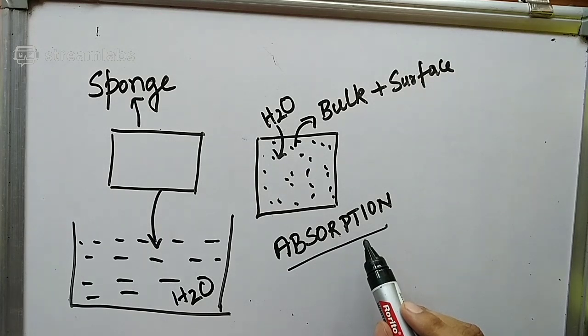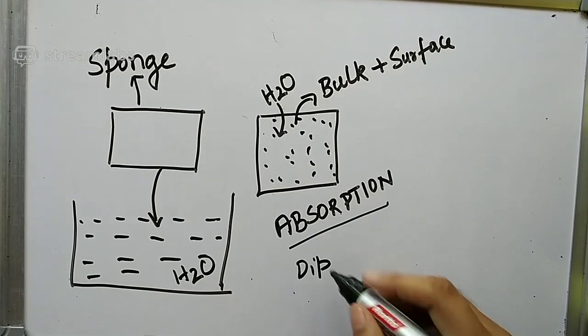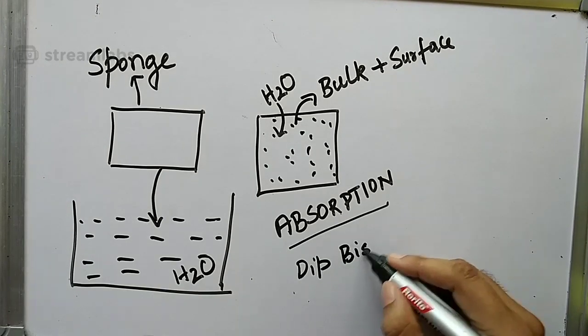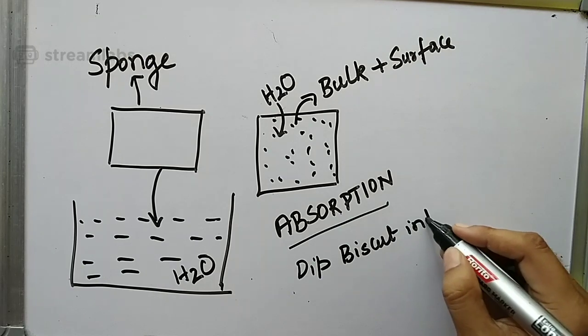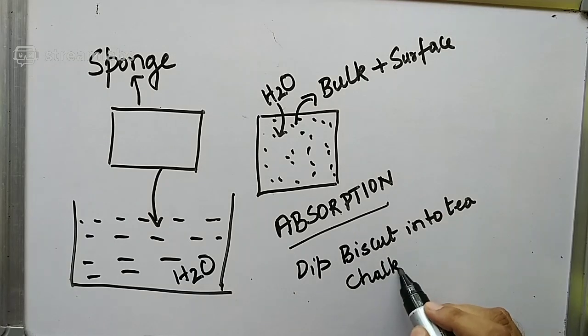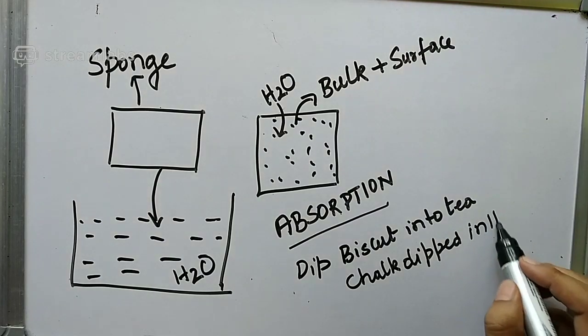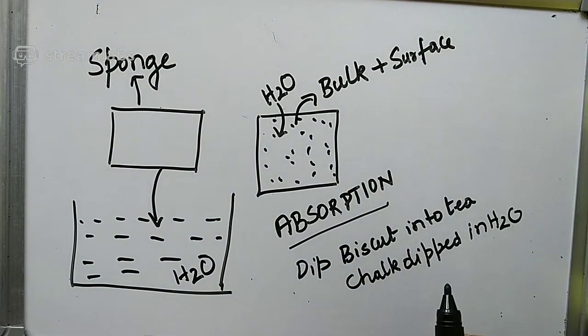Now, some other examples of absorption. Suppose you dip a biscuit into tea. Tell me, students, whether this tea enters into the bulk of the biscuit. Definitely. So we should call this an example of what? Absorption. You can also give the example of gulab jamun. You can also give the example of chalk dipped in water.